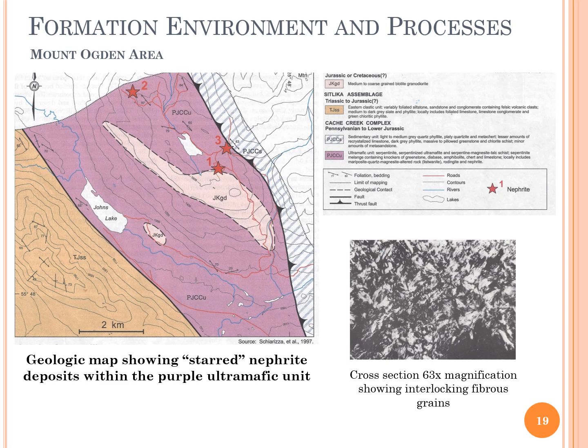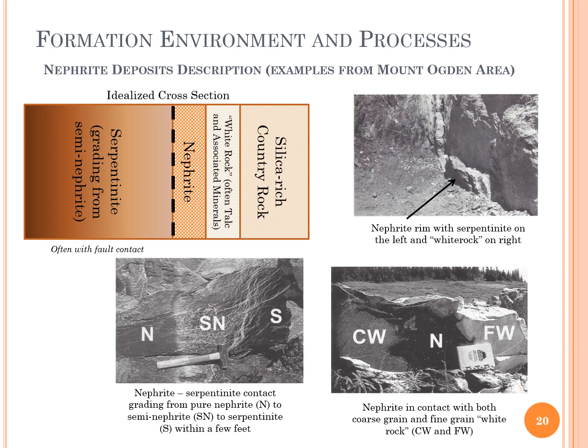And 1 and 2 sit within what's referred to as the PJCCU subset, which is this ultramafic unit, serpentinized ultramafic, and various types of metamorphic rocks that we've been discussing listed there in this one geologic zone. In the lower right here, by the way, I've also put in a cross-section of 63 magnification showing this standard, quite characteristic nephritic pattern of these interlocking fibrous grains, which make nephrite as tough of a stone as it's known to be.